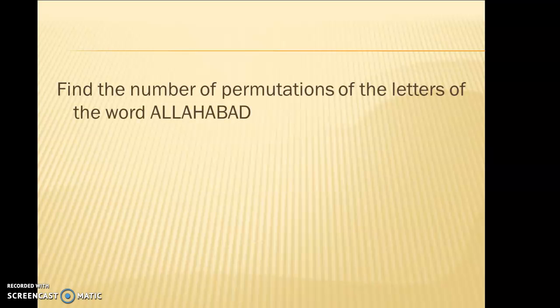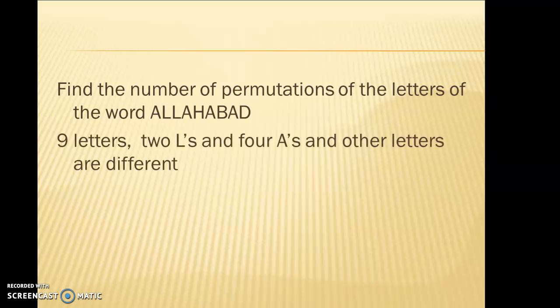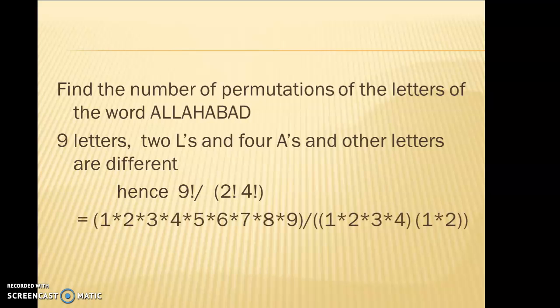We will see another example. Find the number of permutations of the letters of the word ALLAHABAD. Here you see L is repeated 2 times and A is repeated 4 times, out of 9 letters. So what will be the formula? 9 factorial divided by factorial of 2 and factorial of 4. The factorial of 2 is because 2 L's are repeated, and the factorial of 4 is because 4 A's are repeated. By applying this formula, factorial of 9 divided by factorial of 2 into factorial of 4, the answer is 7560.